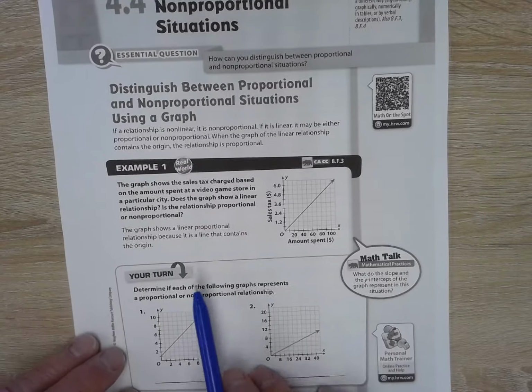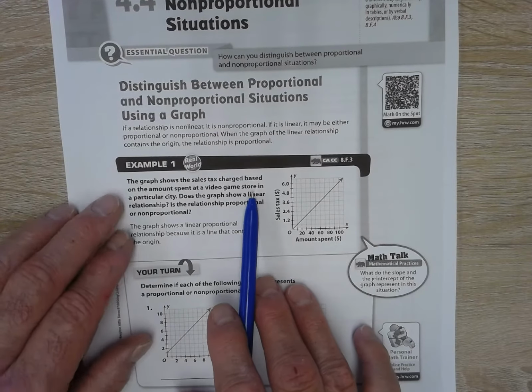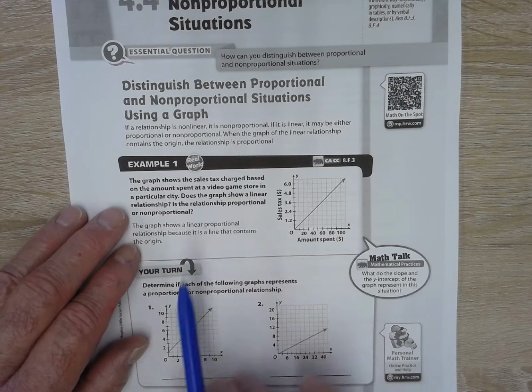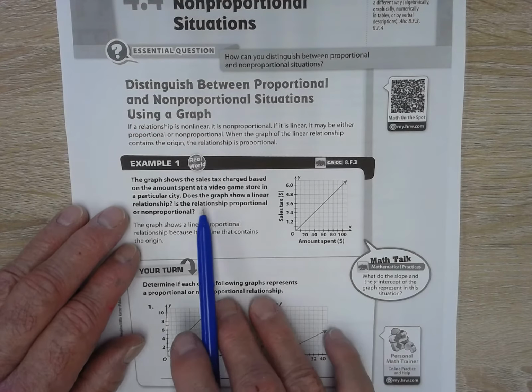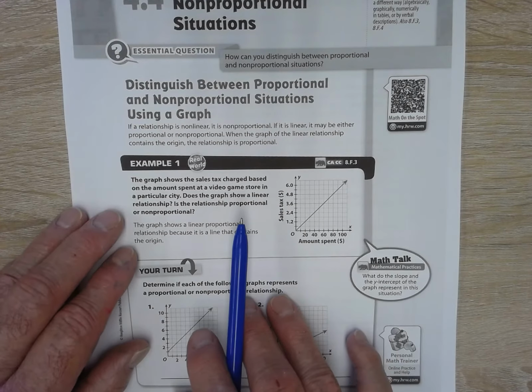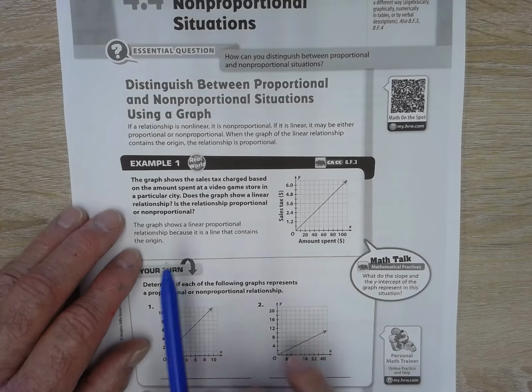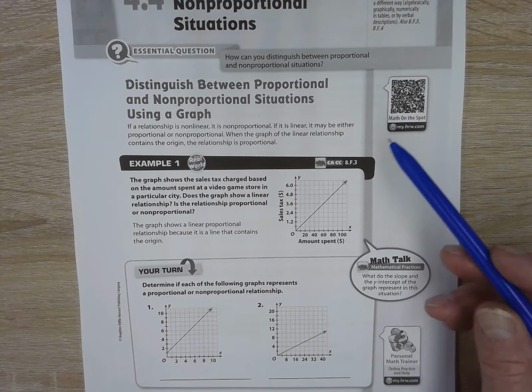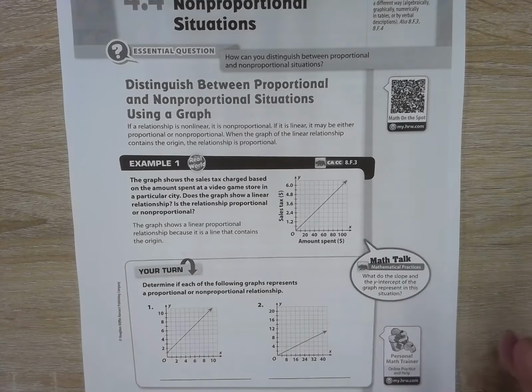So the graph shows the sales tax charge based on the amount spent at a video game store in a particular city. Does this graph show a linear relationship? And is the relationship proportional or non-proportional? So it shows both a linear relationship and it includes 0, 0. Therefore, it's proportional.